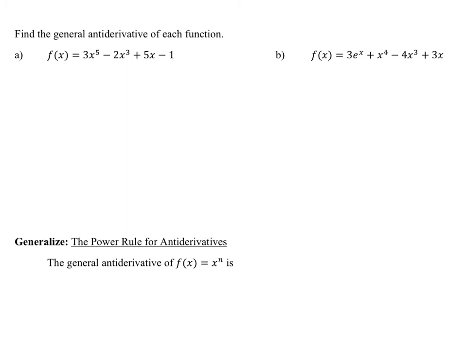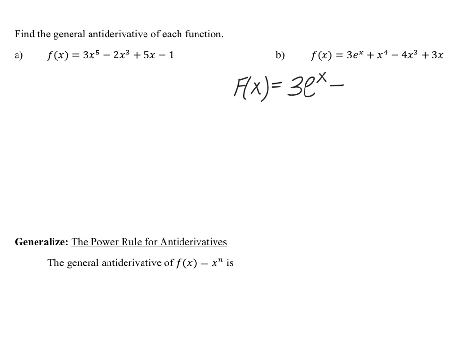Now let's use a similar procedure for this second example. We have f of x equals 3e to the x plus x to the 4th minus 4x cubed plus 3x. So again, I'm going to use capital F of x for my antiderivative. My first term is 3e to the x, so the 3 is my coefficient. And the antiderivative of e to the x is just going to be e to the x.